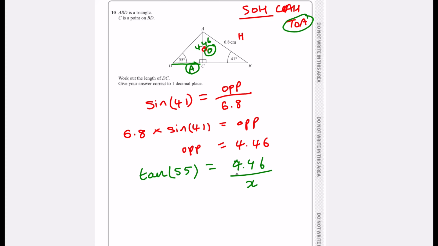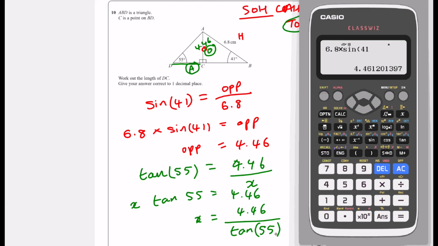So we times by X to get rid of the fraction. X times tan 55 equals 4.46. Then divide by tan 55 to get X by itself. So again, we'll use the whole number in the calculator and divide it by tan 55.